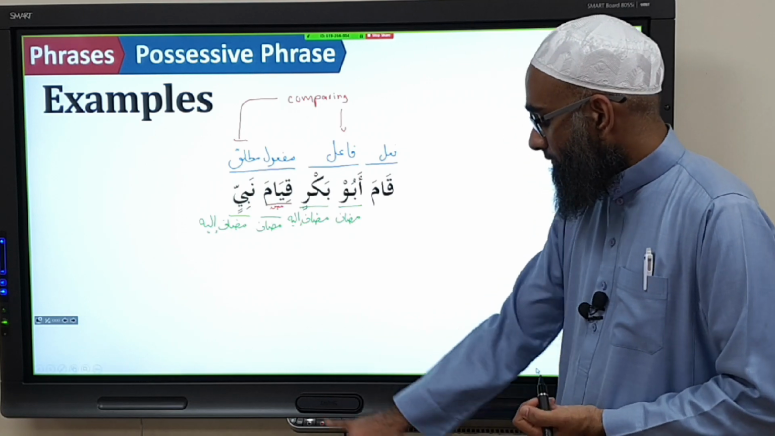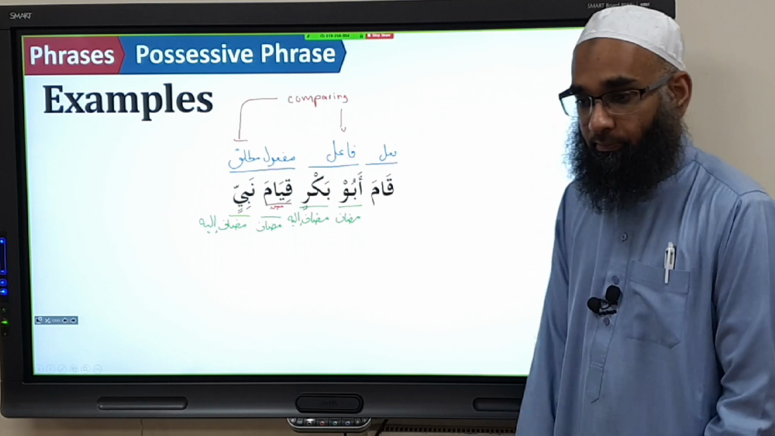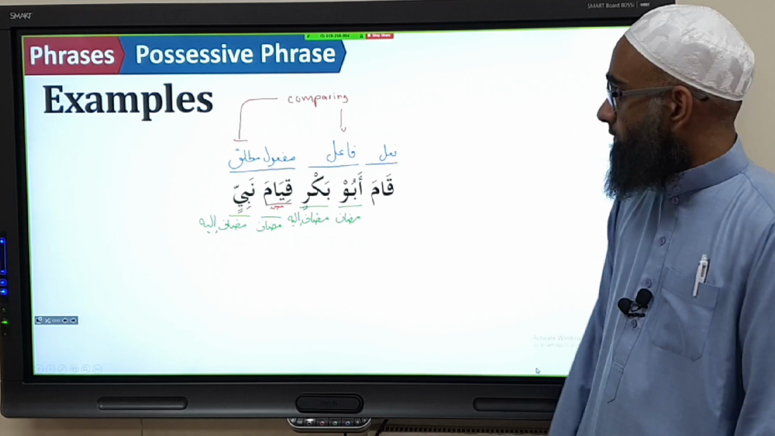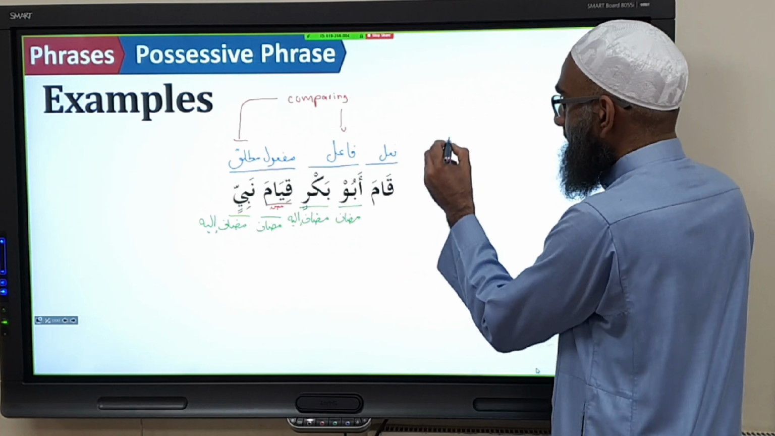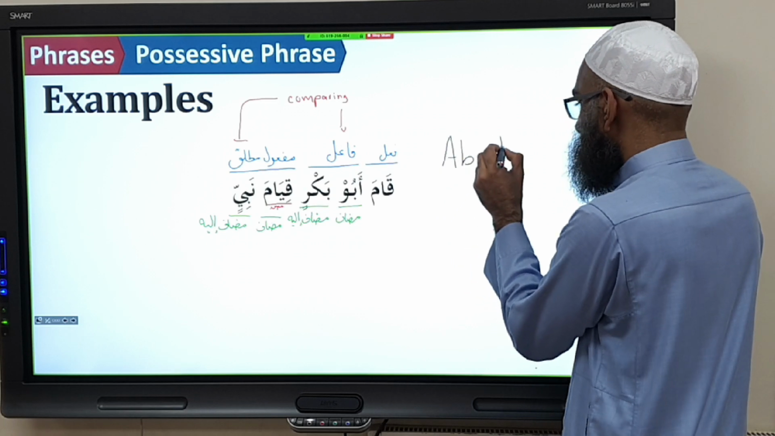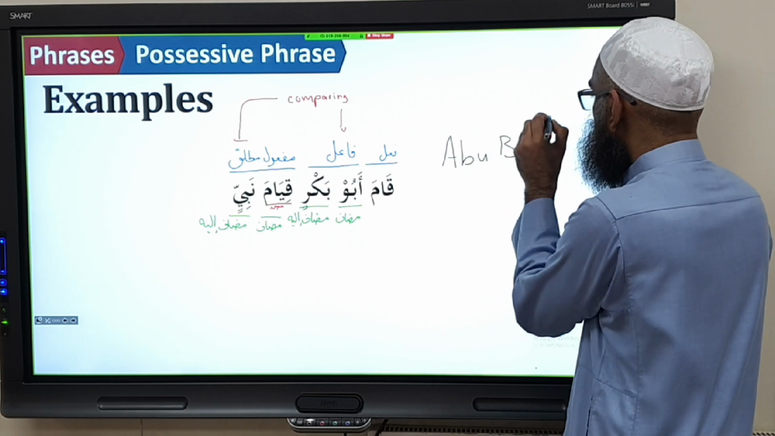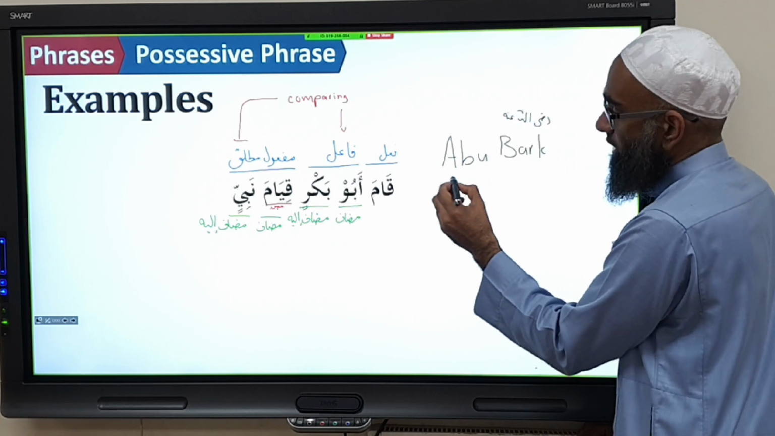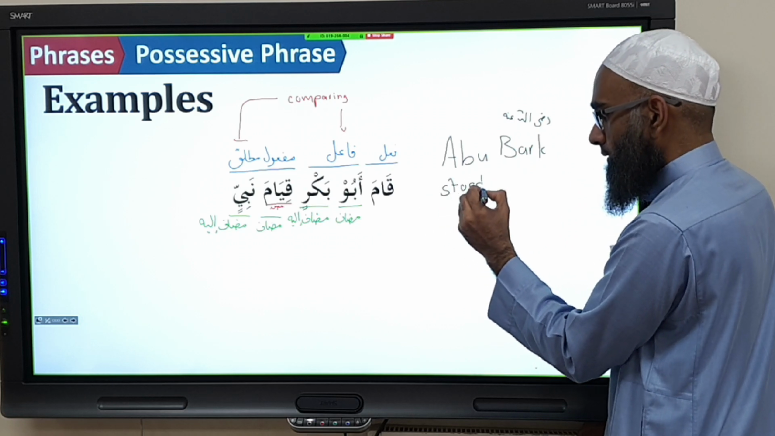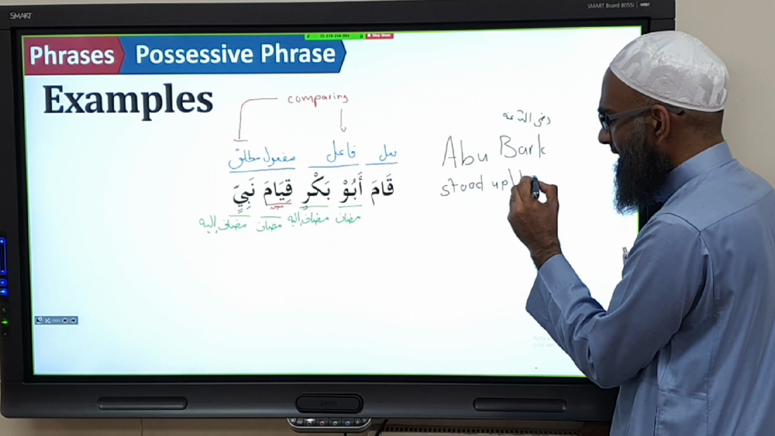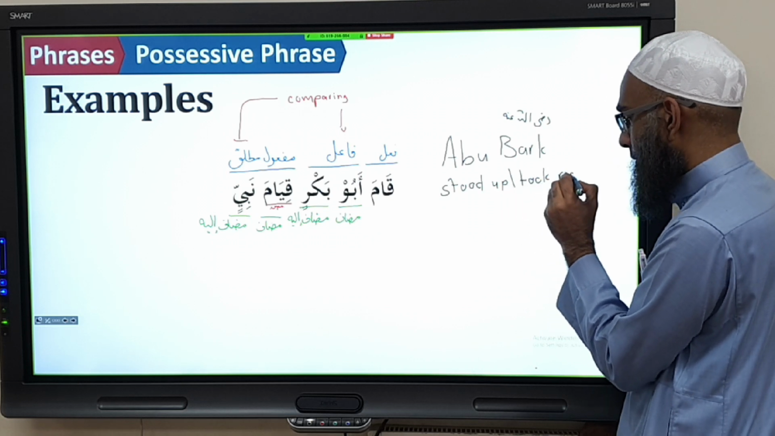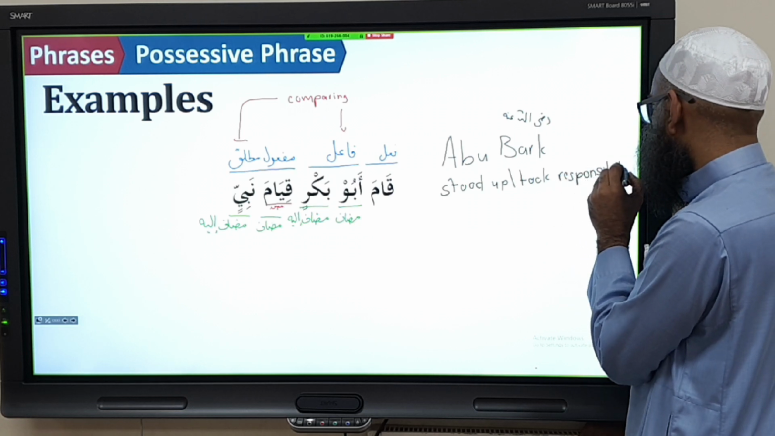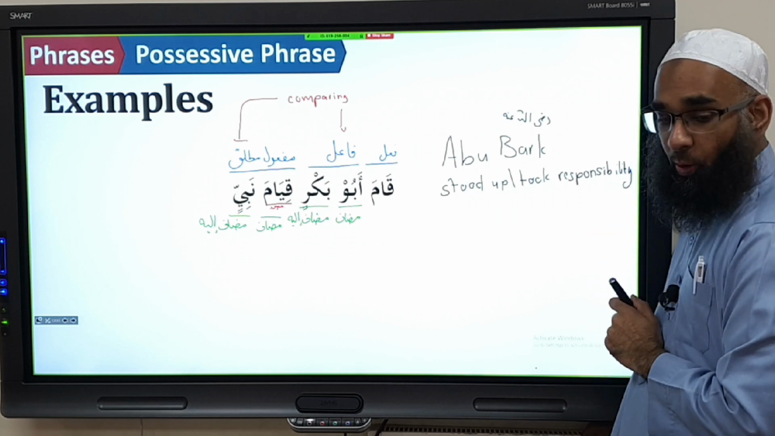How would we translate this now? Go ahead, G. Abu Bakr stood up. So it's Abu Bakr رضي الله تعالى عنه. You say here, Abu Bakr رضي الله عنه. You can say here, stood up. Or you can say here, took responsibility. All of these translations you get used to when you get a bit more familiar with the Arabic language. Stood up or took responsibility. How?